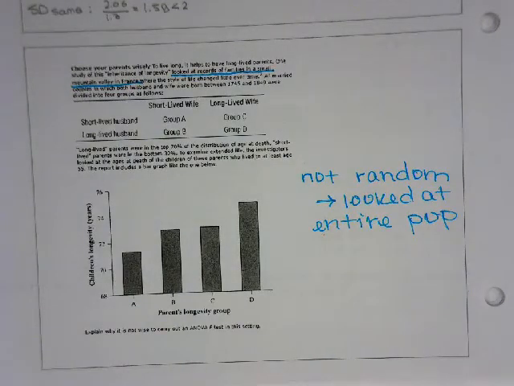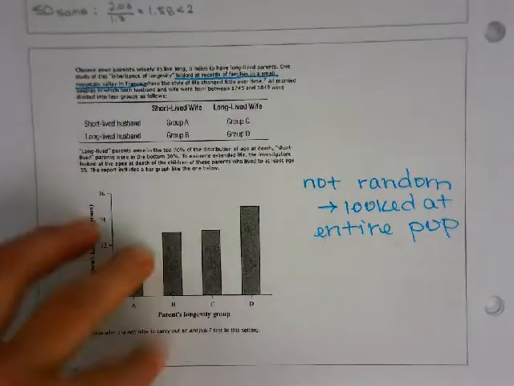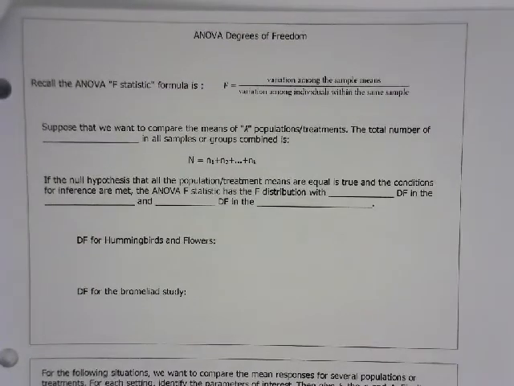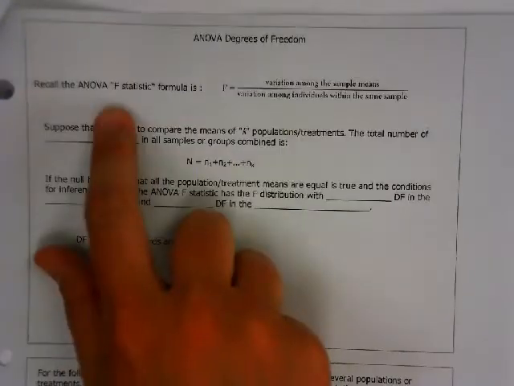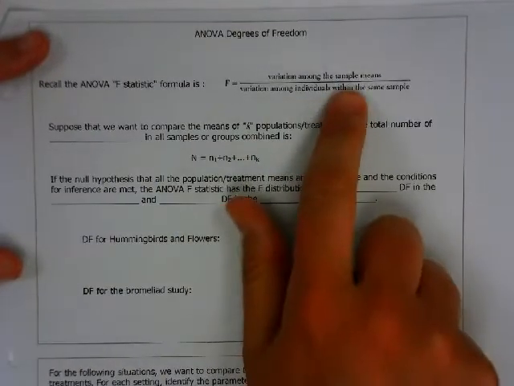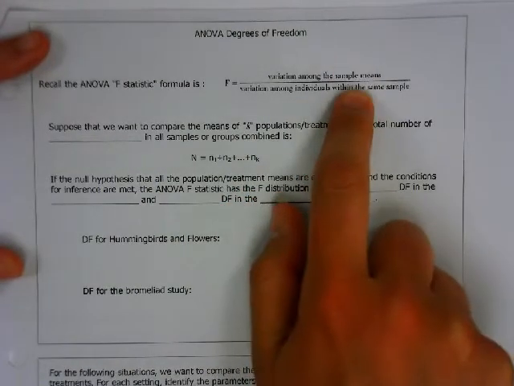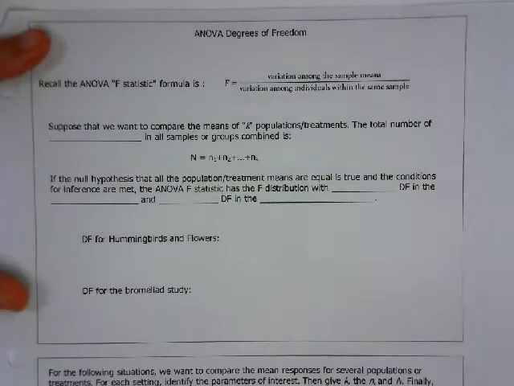All right, so ANOVA test. There are two degrees of freedom. The ANOVA F statistic is found by taking something divided by something else. The top of the fraction is called the numerator. The bottom is called the denominator. The numerator and the denominator in ANOVA have different degrees of freedom.